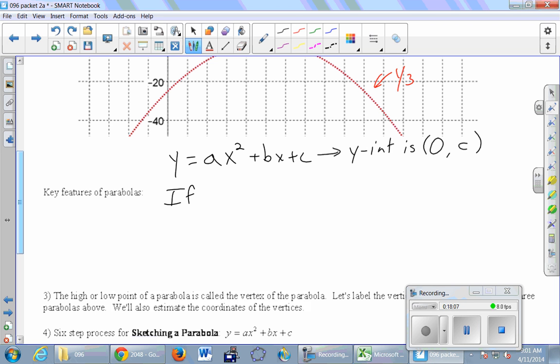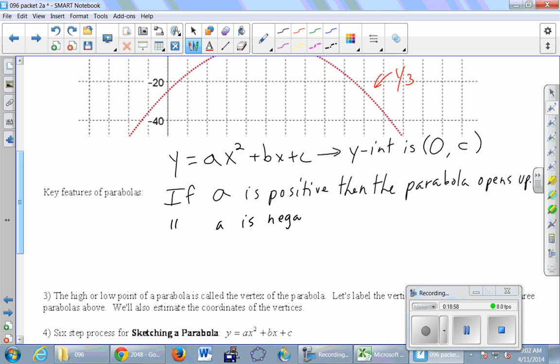Okay, a, b, or c, which is the thing that we've just decided governs whether it opens up or down? It's the a. If a is a certain kind of number, then it opens up. What kind of a number? Positive. If a is positive, then the parabola opens up. And then there's a very similar sentence. If a is negative, then it opens down.